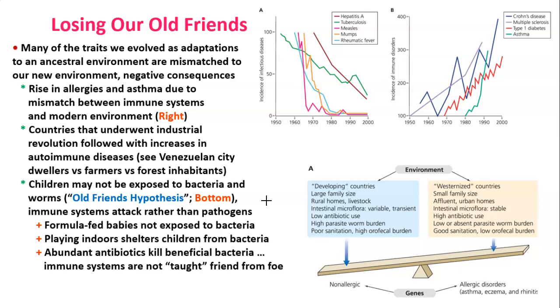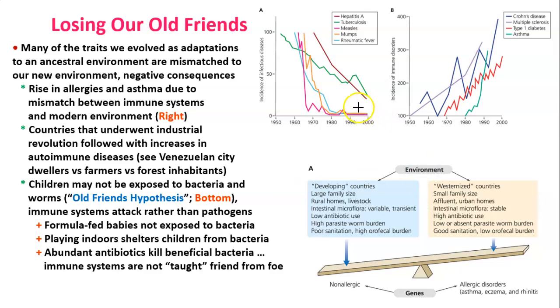So, many of the traits that we evolved as adaptations to our ancestral environment, once again, are mismatched to our new environment. We just looked at that with food and the invention of new kinds of high-calorie foods in the 20th century, making us mismatched to that environment. But again, like I opened up here, we're dealing with allergies and asthma. So there are negative consequences to being mismatched to our new environment. For example, we have a tremendous rise in allergies and asthma due to a mismatch between our immune systems and our modern environment.